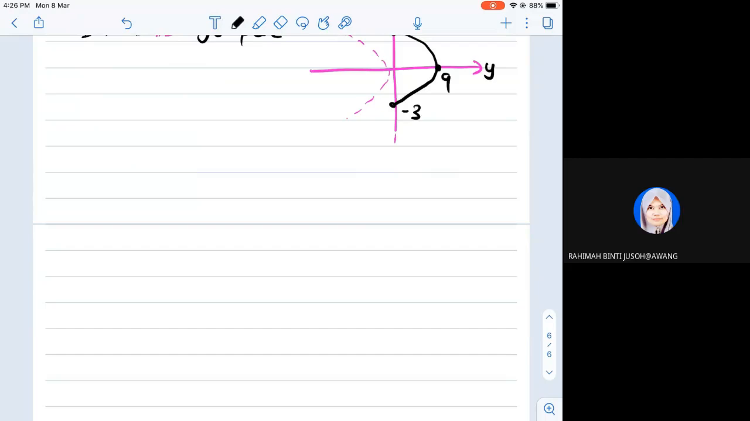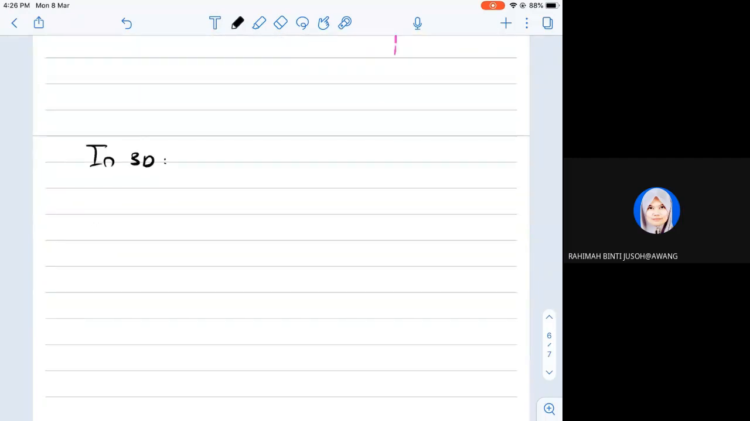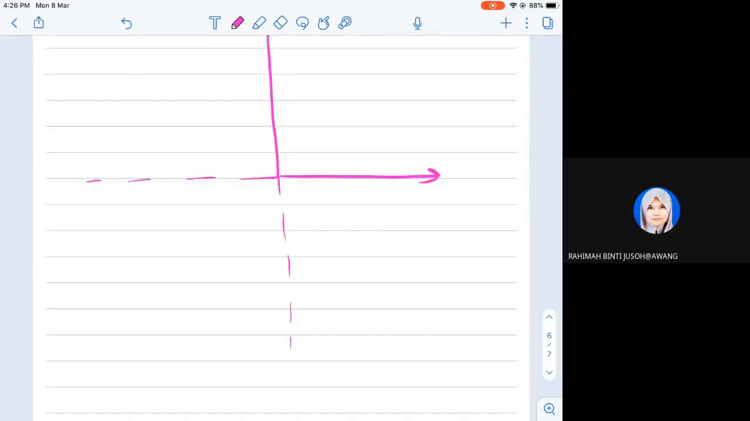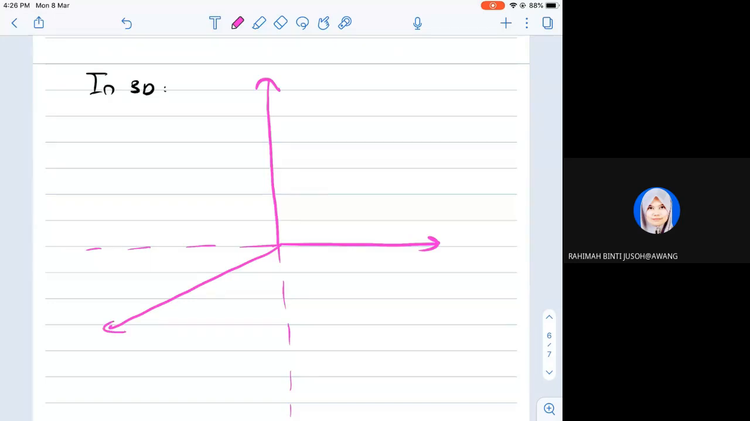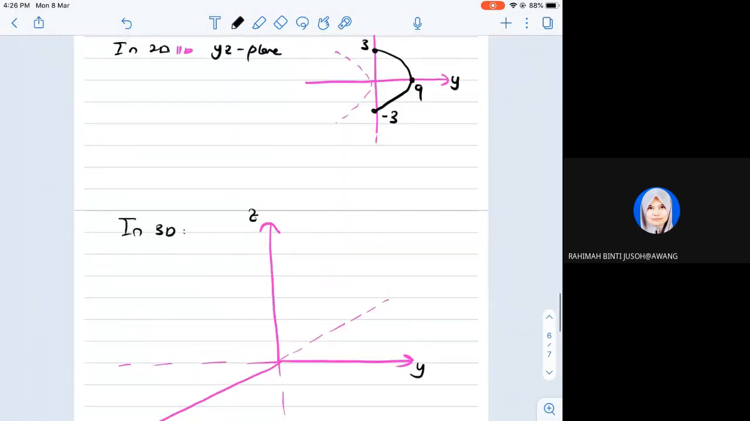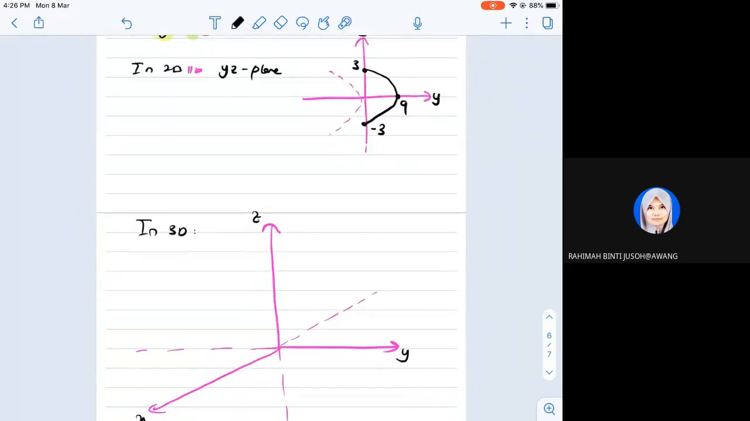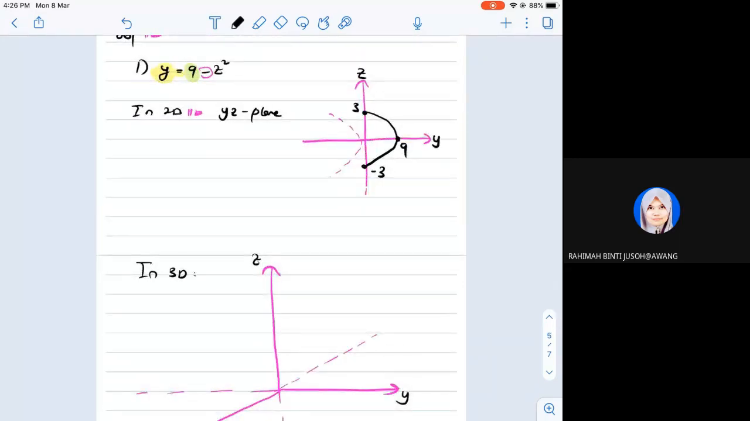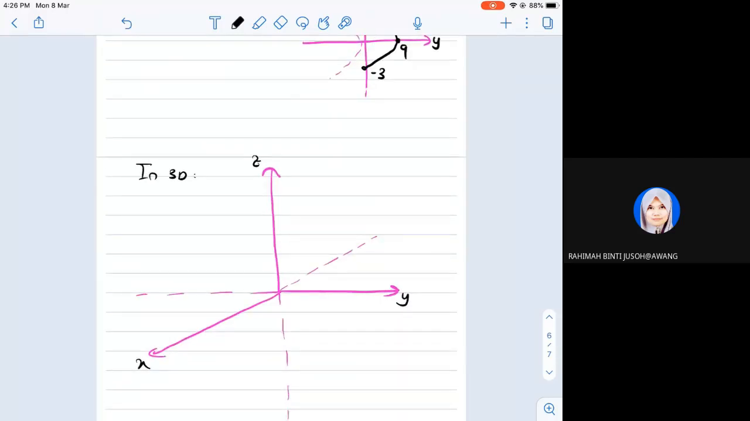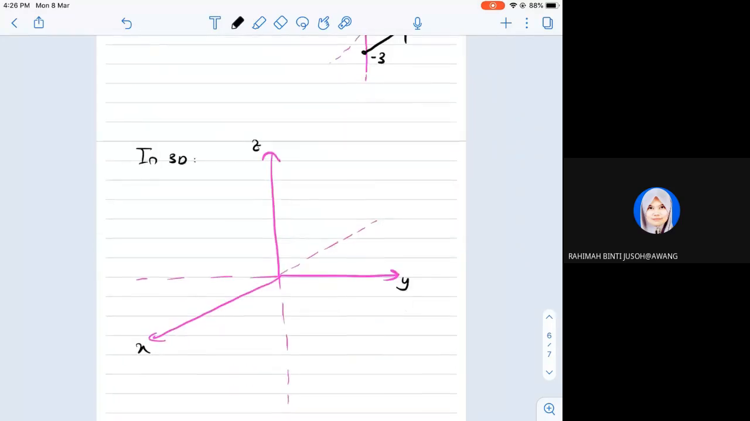Okay, so in 3D, we need to be careful. In 3D, of course, we will have 3 axes. Okay, now let's say this is your x, y, and z. And now we want to transfer from 2D, y equals to 9 minus z squared, to 3D. So its position is still facing like this. It's the same; coincidentally this question has the same position. Here is 9, here should be 3 and right here is negative 3.